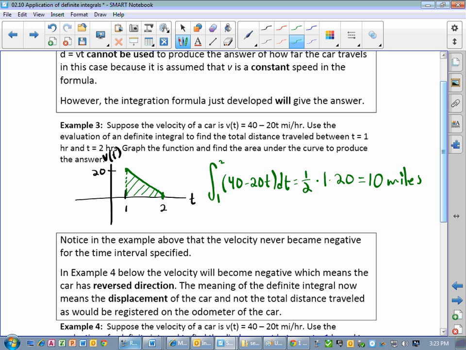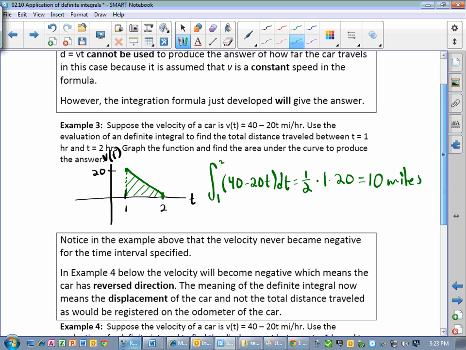Now notice how, again, the physics formula would work just fine if we were driving at 20 miles per hour the whole time. Right? It would work perfectly fine. But here, how fast are we going at an hour and 5 minutes? Are we going 20 miles an hour? Are we going 10 miles an hour? Are we going someplace in between 20 and 0, right? So we're actually able to calculate the exact distance even without calculating an exact velocity at any given time.